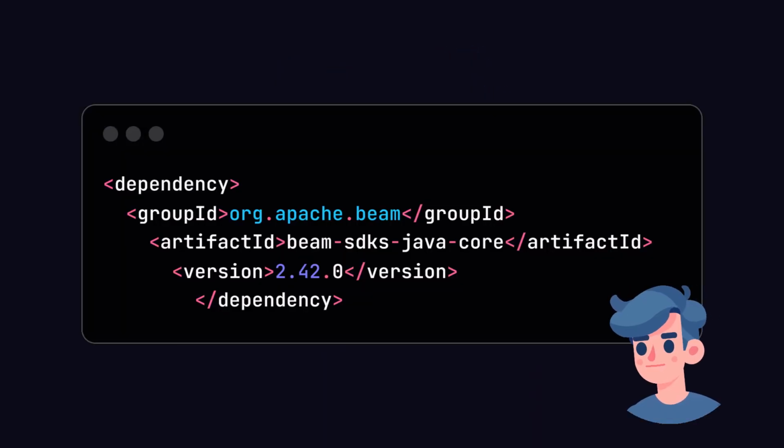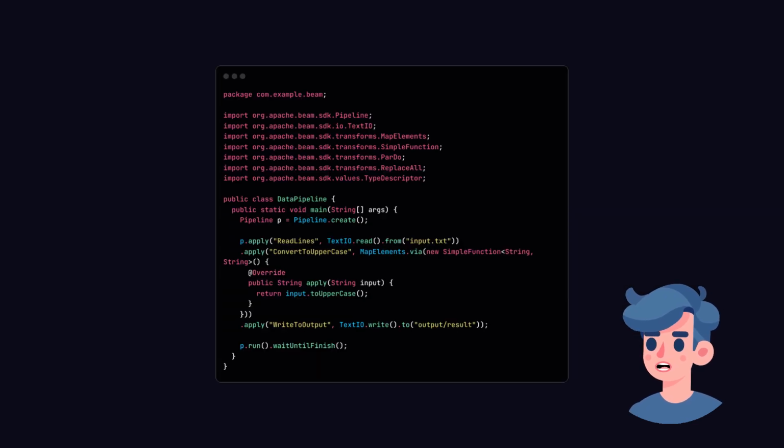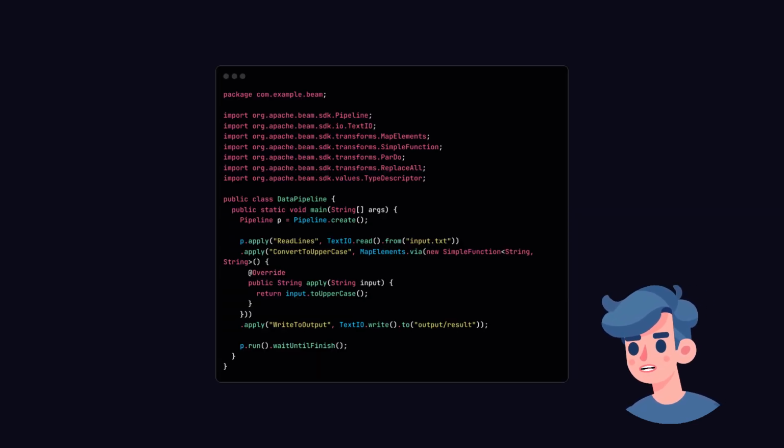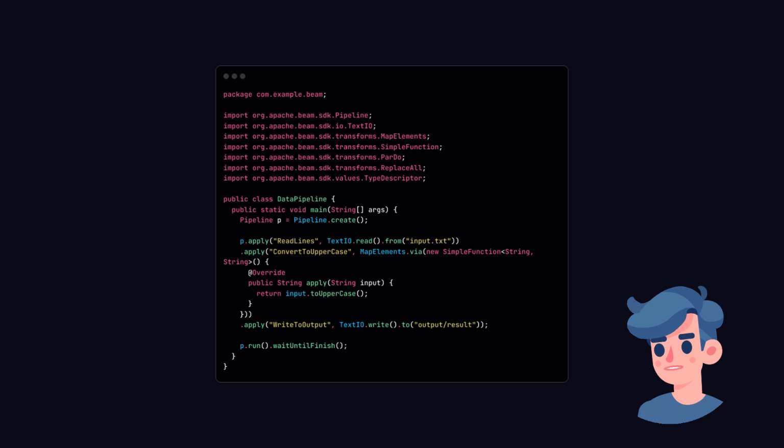Next, open the pom.xml file and add the Beam dependencies. We will be using the SDK for Java. Under the dependencies tag, add the following. Now that we've set up our project, let's move on to creating our first pipeline. We'll start by defining a simple pipeline to read from a text file and write the results to another file.